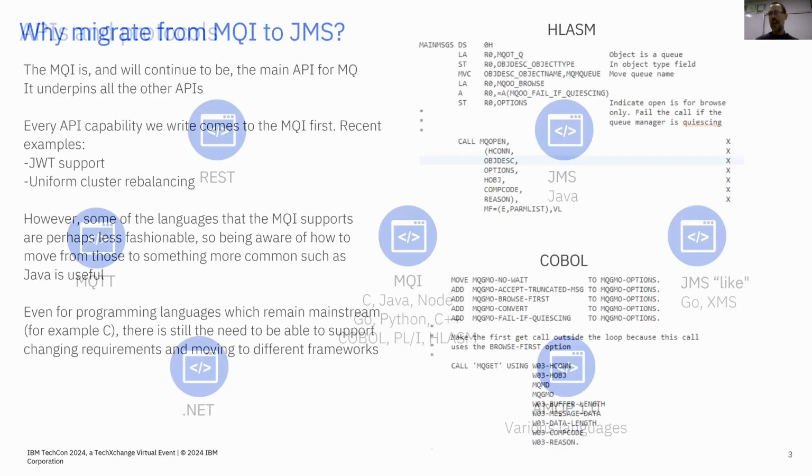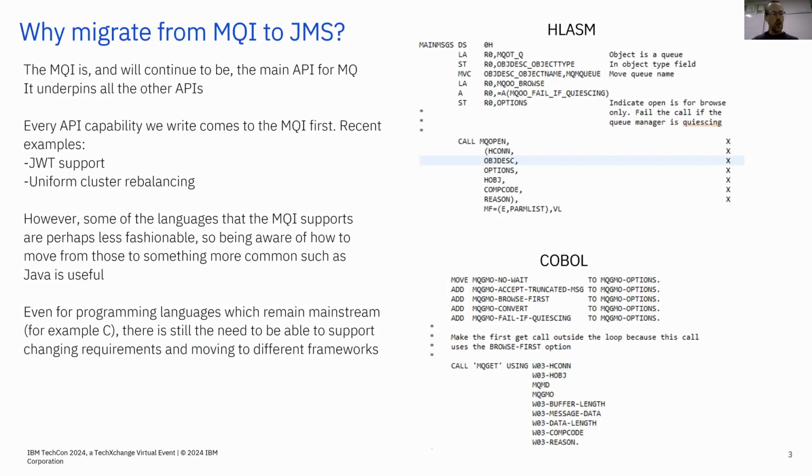But before I get into the details of that, what I wanted to call out is that I'm not saying that moving away from the MQI is something you should do or have to do or anything like that. The intention is that the MQI is, and will continue to be for the foreseeable future, the main API for MQ. So we're not saying we're getting rid of the MQI at all.